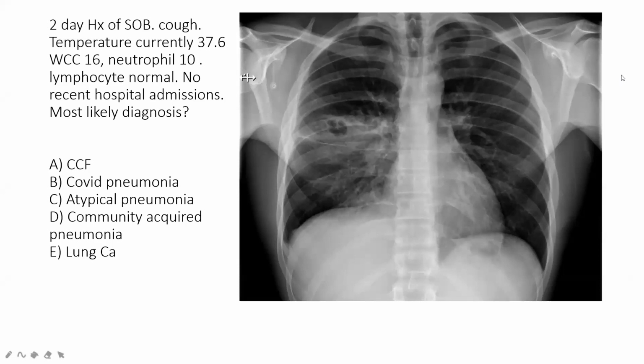All right, so we got another case now. We got a patient in his 40s with a 2-day history of shortness of breath, cough. You will speak to the nurse, and she says his temperature currently is about 37.6, so not very exciting. His white cell count is about 16, neutrophil is about 10. His lymphocyte is normal, and he hasn't had any recent hospital admissions. So what do you think is the most likely diagnosis in this case based on this chest X-ray?